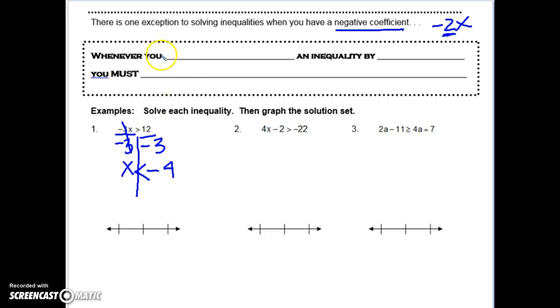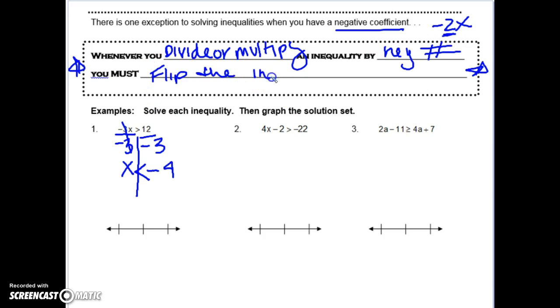Okay? So that's my special rule today. This is the most important thing to take away from this lesson. Whenever you divide, like you just saw, or the same thing's going to happen if you ever multiply an inequality by a negative number, you must flip the inequality symbol. Okay, so important. Only when you multiply or divide by a negative number.